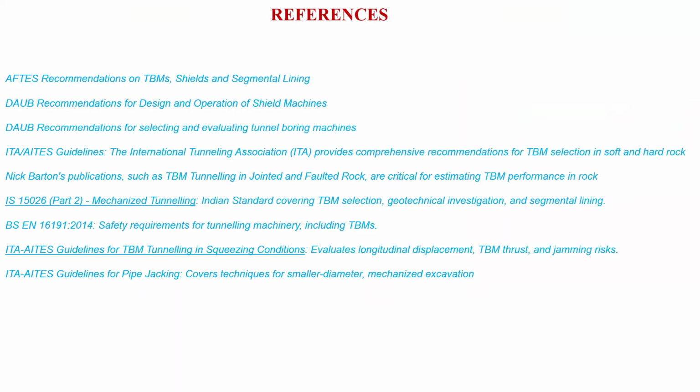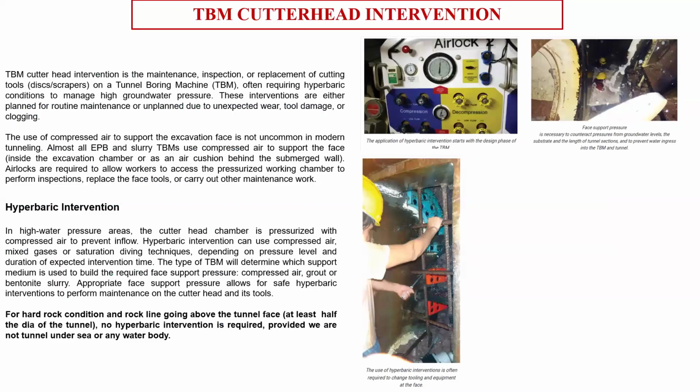And this intervention depends on the type of the ground. So if it is a soil type of ground, your intervention will not be very frequent. It can be at 200 meters, 250 meters. If it is a very hard rock condition, it can be at every 50, 60 meters. So depending on the type of the ground, the type of the rock, the compressive nature of the rock, and your penetration rate of the cutter head, and all these properties, you have to decide where you have to take an intervention.